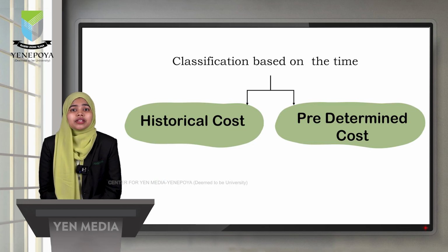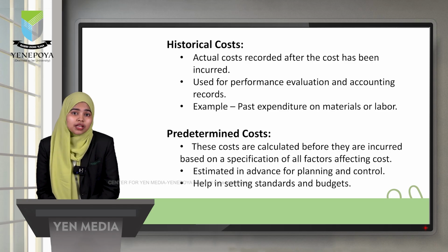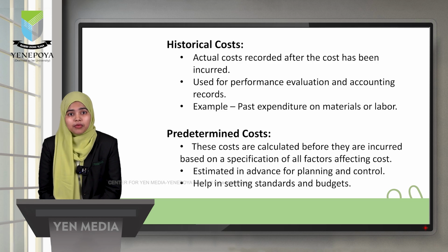The next basis is time period. Here, costs are divided into two broad categories, historical and predetermined costs. Historical costs are actual costs recorded after they have been incurred, that is, after the production, whatever cost has been incurred is called historical cost. So these are useful for evaluating past performance.